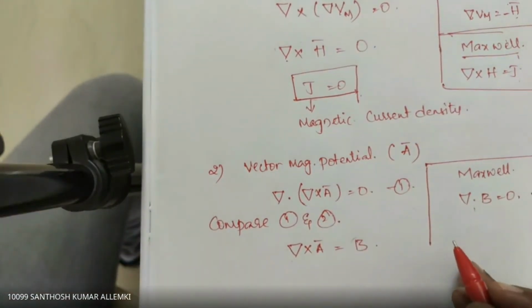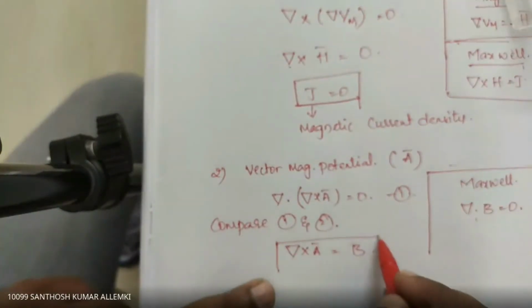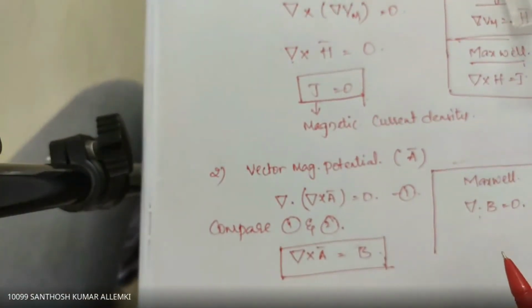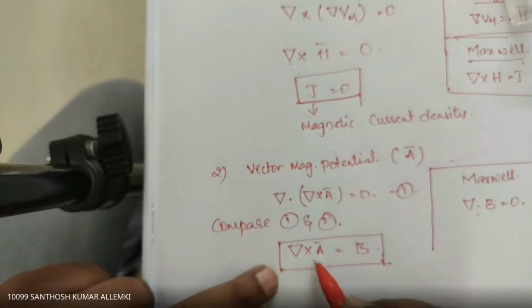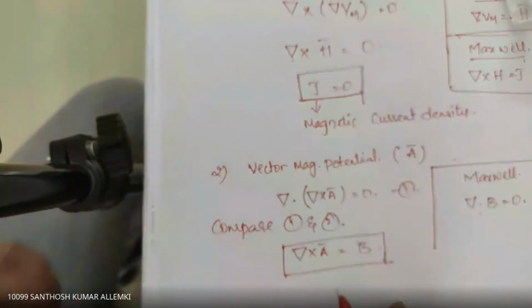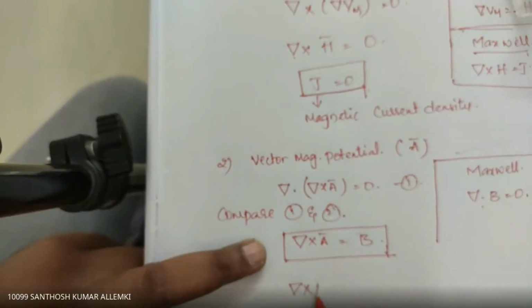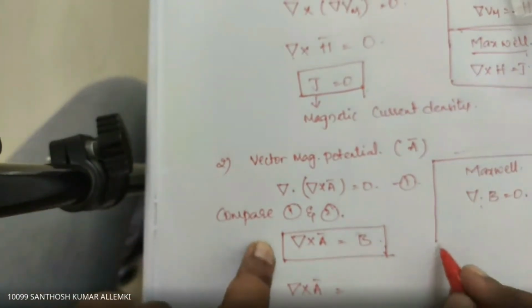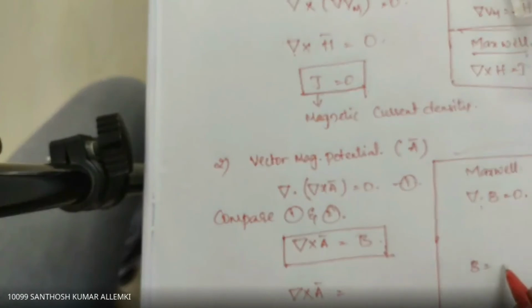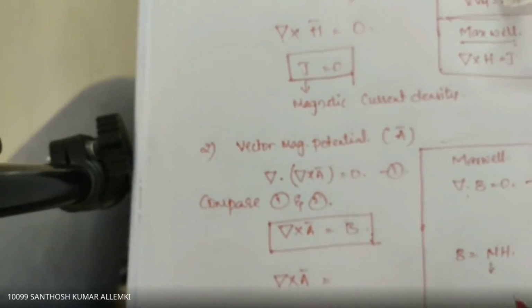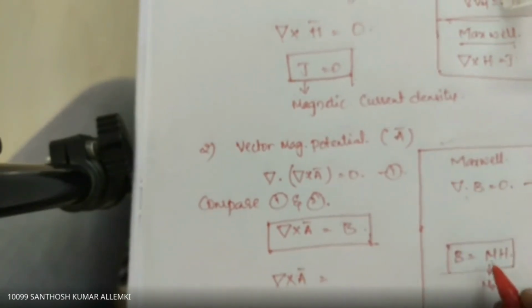So this is an important expression while dealing with electromagnetic equations. So just see here, del cross A is equal to B. So now, we can write del cross A is equal to B is equal to what? We know that magnetic flux density is equal to mu H, where mu is equal to what? Mu naught with mu R. Okay, so simply we can write the B value as mu H.